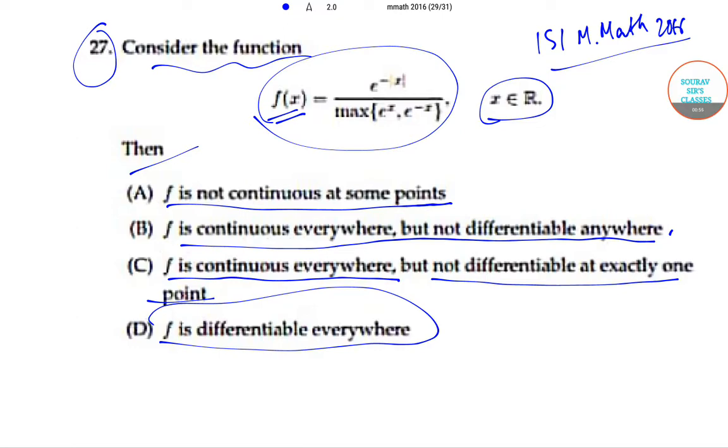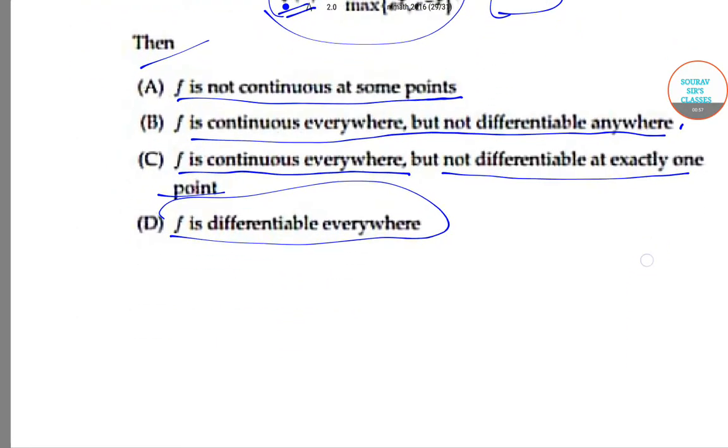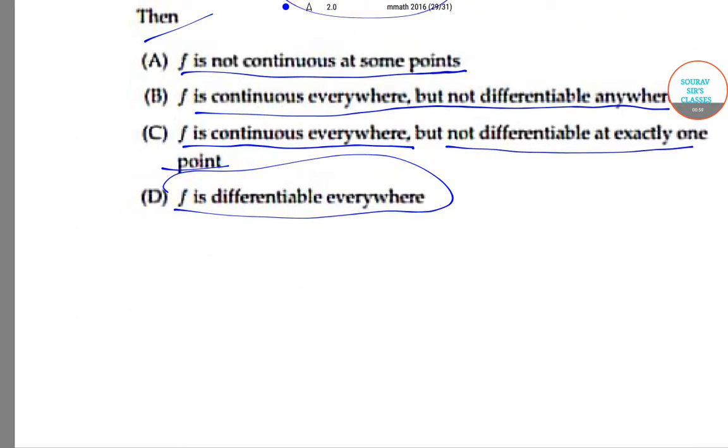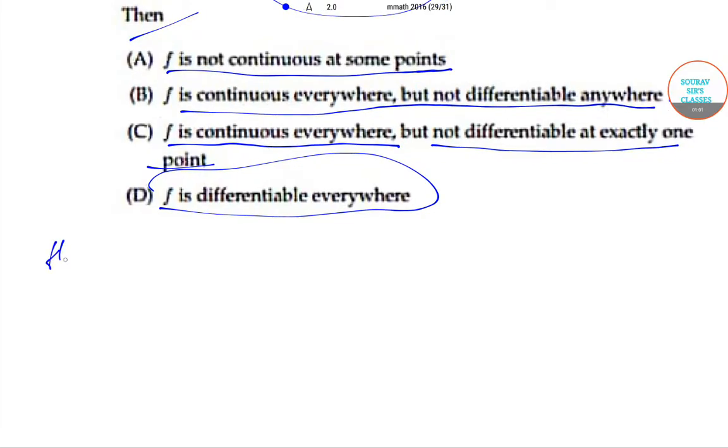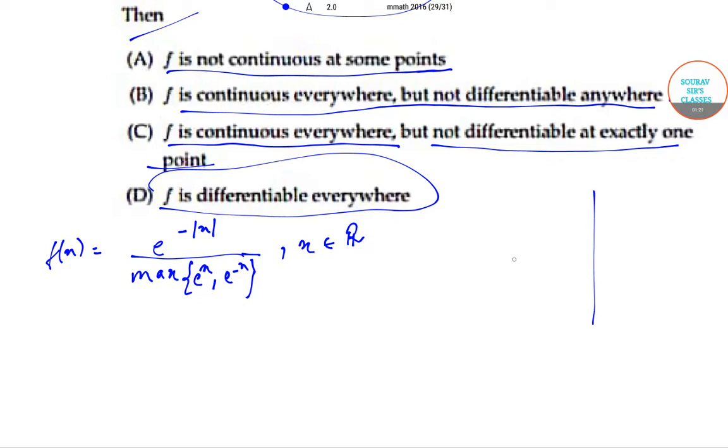So let's start with solving the problem. Now it has been given that f(x) is equal to e to the power minus mod of x upon max of e^x, e^(-x). This is what we have been given for x belonging to the real numbers. Now let's try to draw the graph of e^x and e^(-x) to get some more clarity.